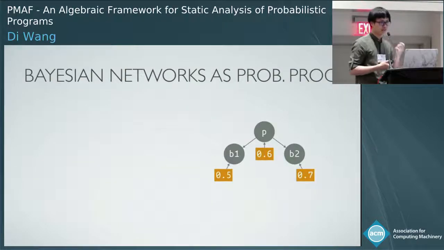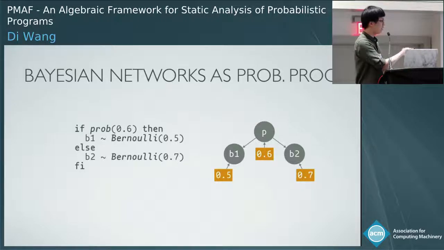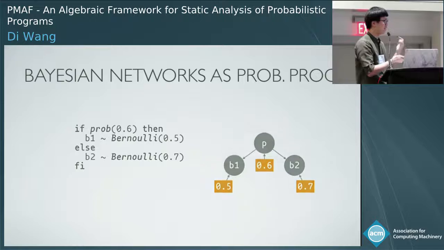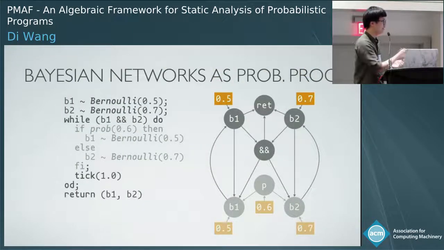One way to think about the problem is that we can treat Bayesian networks as probabilistic programs. Here I use a simpler network to illustrate the transformation. Here, it stands for the simple random conditional statement. To make the example more interesting, we can add a loop structure, and the corresponding network will be like this. And this program is exactly what I put on a former slide.